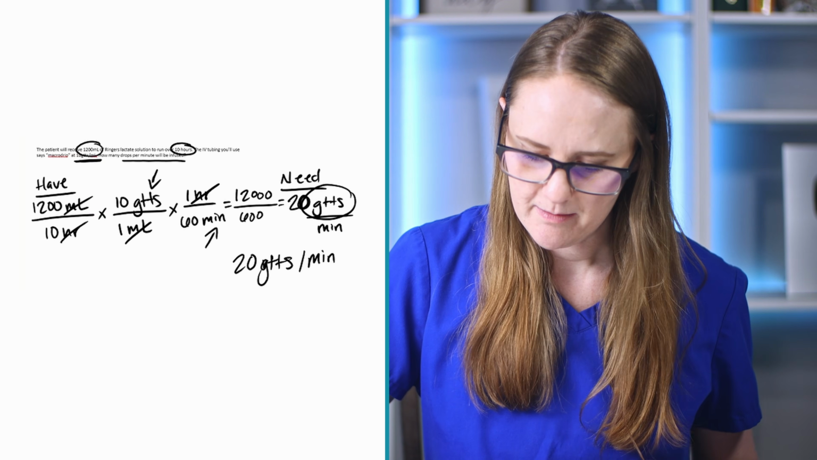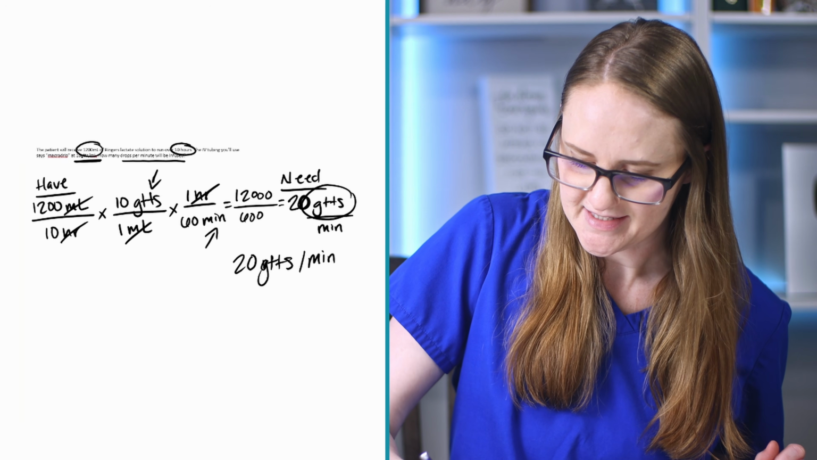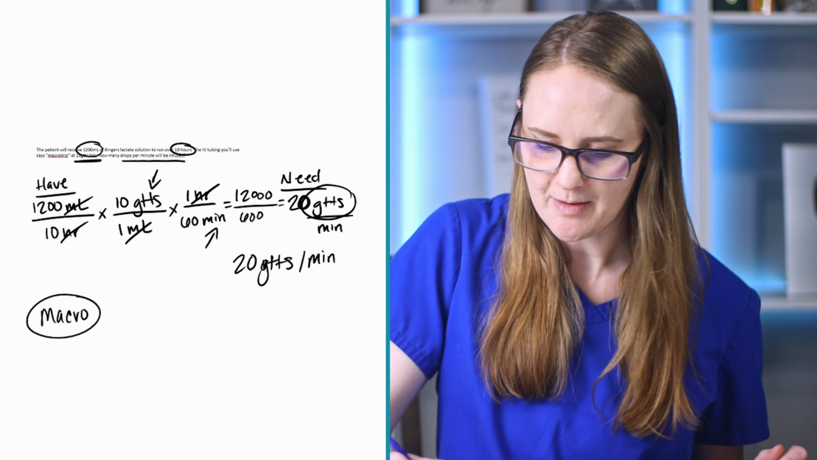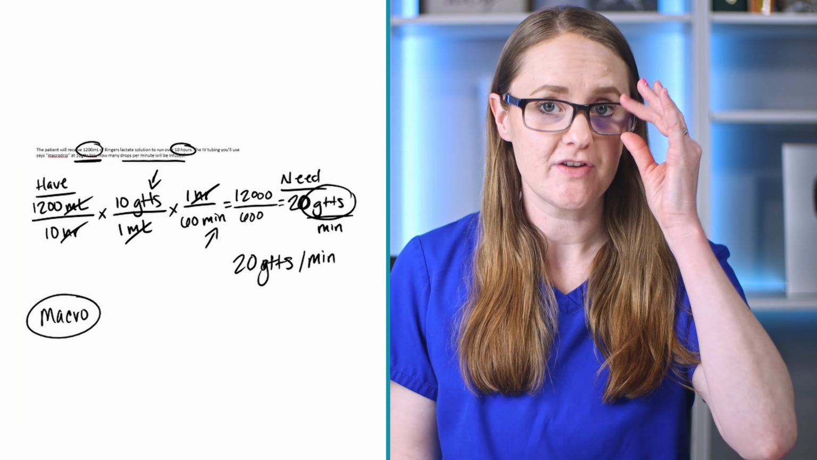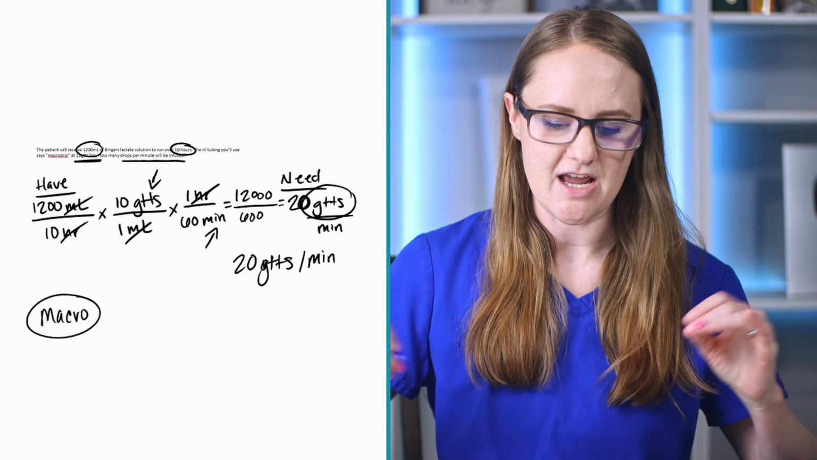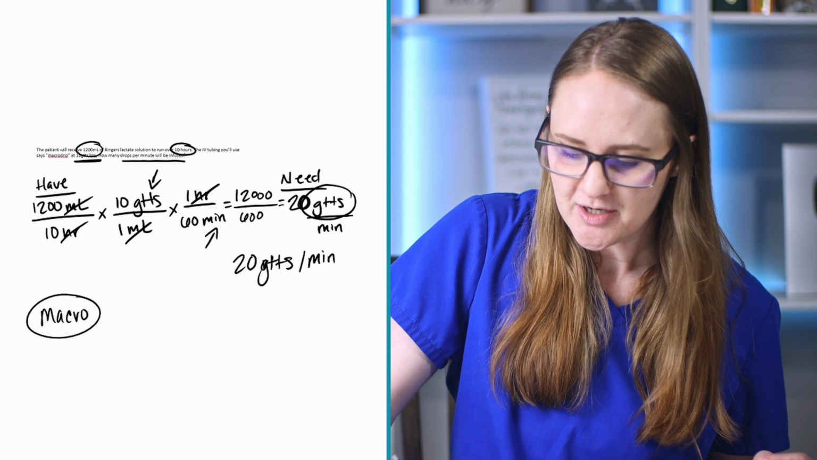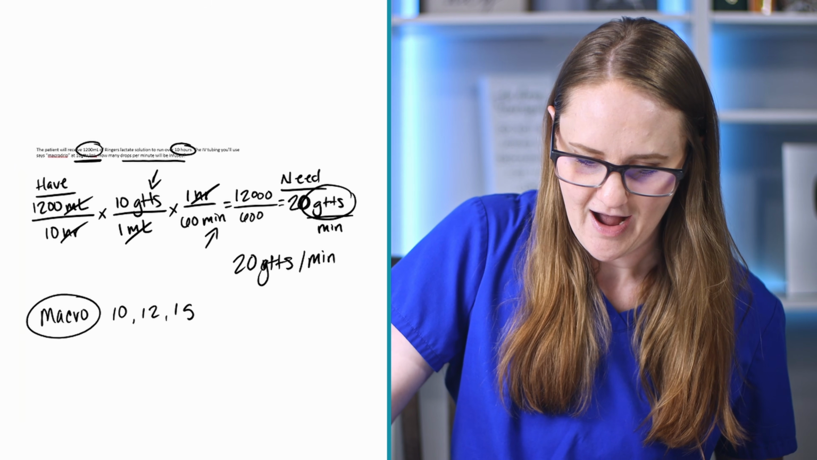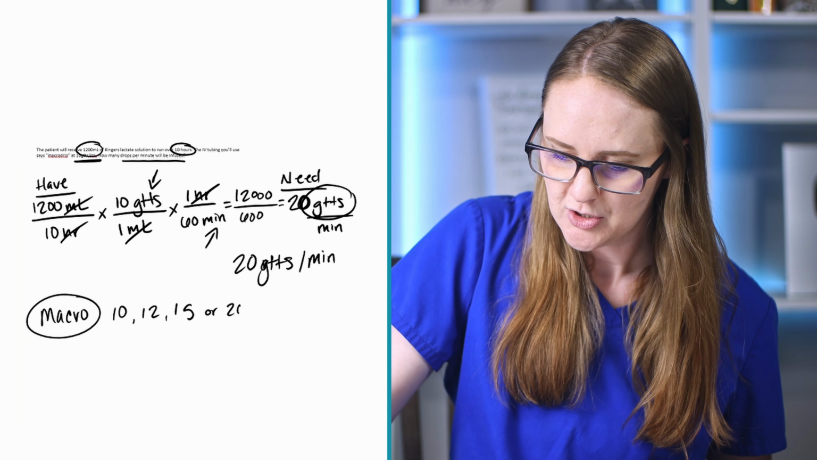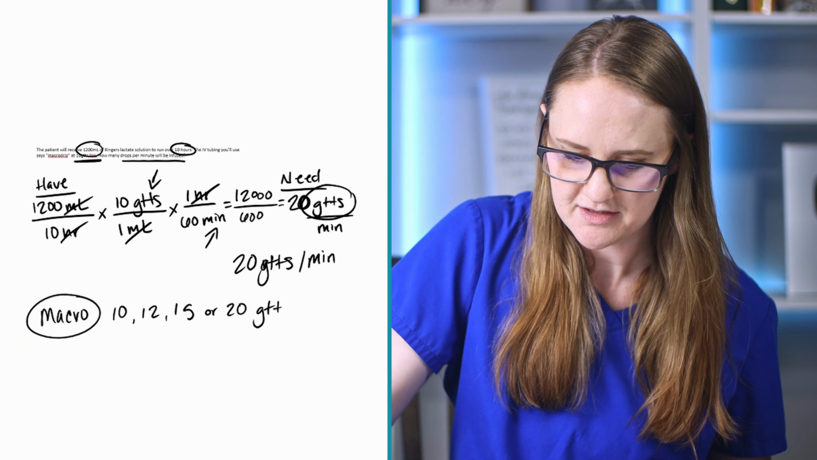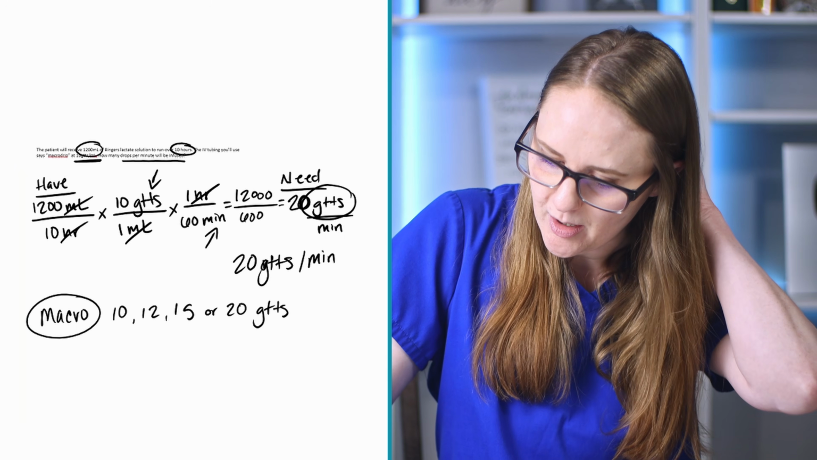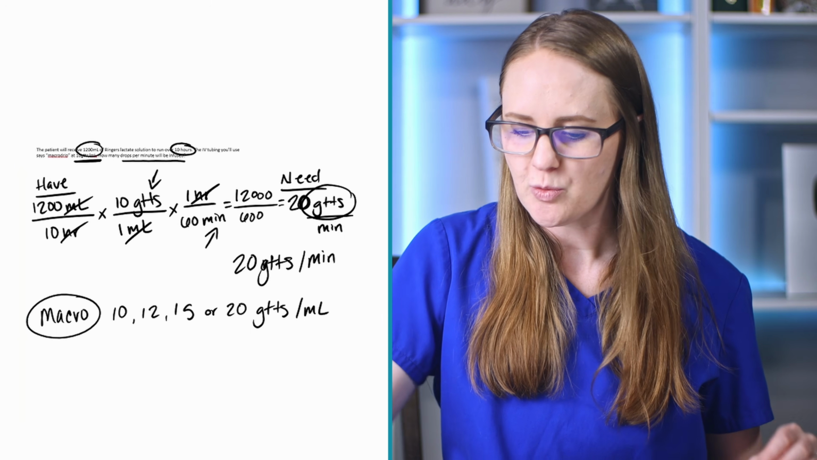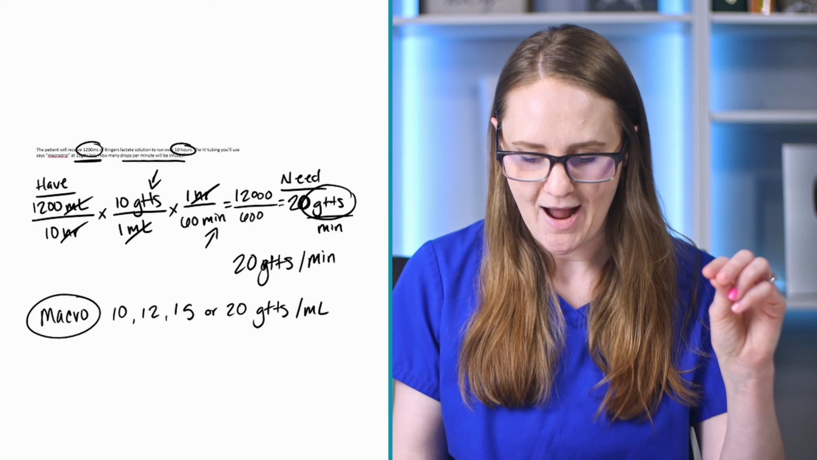Now, a note that I want to make about this question here is that it says macro drip. Macro. Okay, macro drip. Now, macro drips for IV tubing, when you get a question that says they are using macro drip tubing, that could be either 10, 12, 15, or 20 GTTS per mil. So 10, 12, 15, or 20 drops per mil. That is for macro drip tubing.